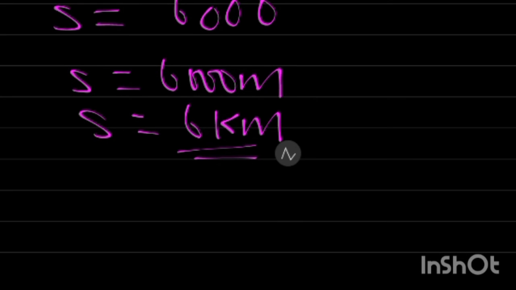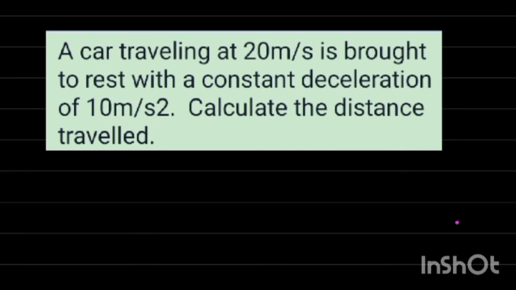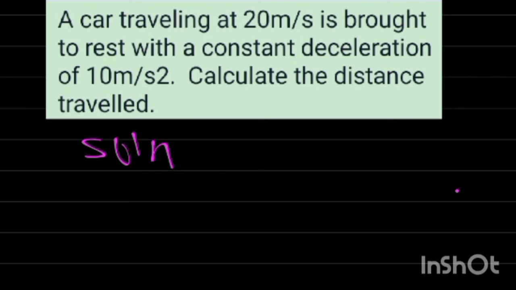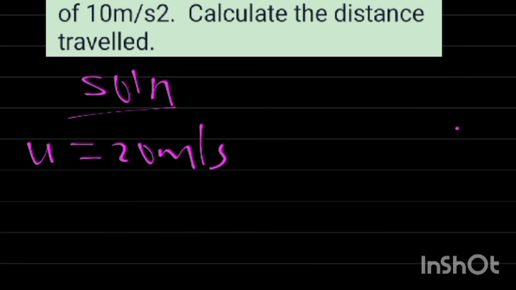Now let's take a look at another question. The next question goes like this. A car traveling at 20 meters per second, that means our initial velocity u is equal to 20 meters per second, is brought to rest with a constant deceleration of 10 meters per second squared. So it's brought to rest. Our acceleration is equal to minus 10 meters per second squared.